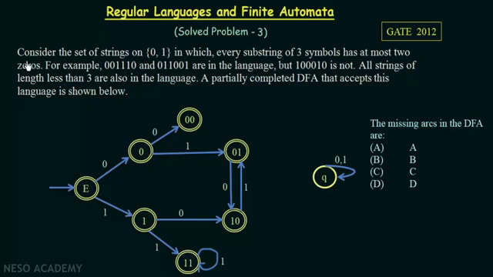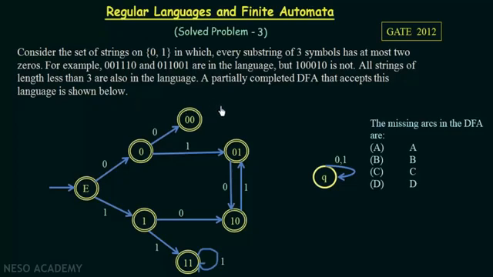It says, consider the set of strings on 0, 1 in which every substring of 3 symbols has at most 2 zeros. For example, 001110 and 011001 are in the language, but 100010 is not. All strings of length less than 3 are also in the language, and a partially completed DFA that accepts this language is shown below.